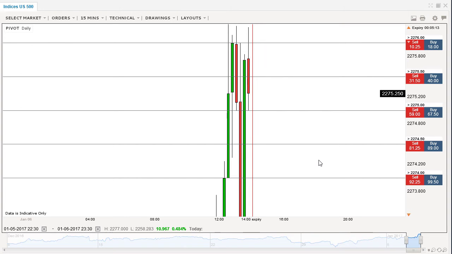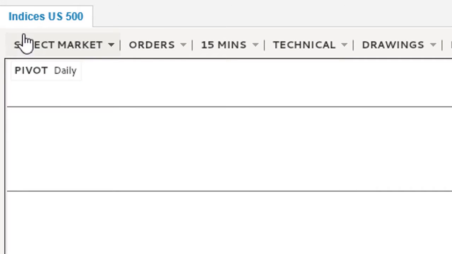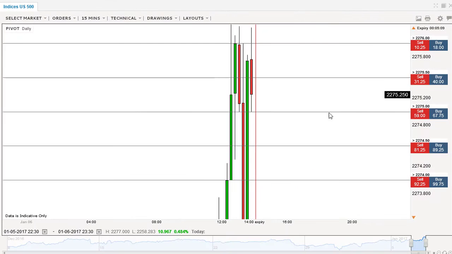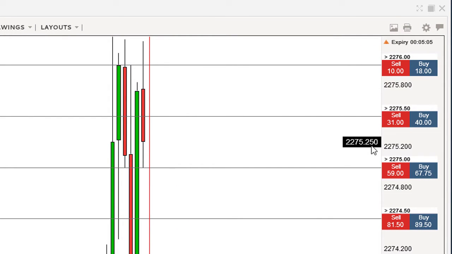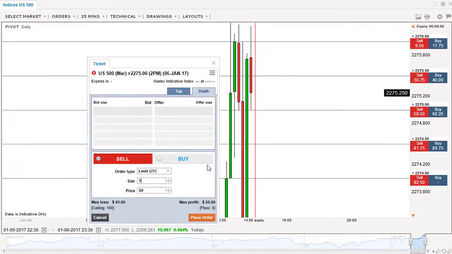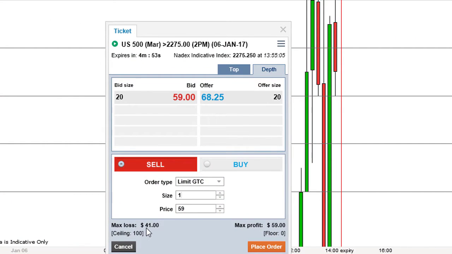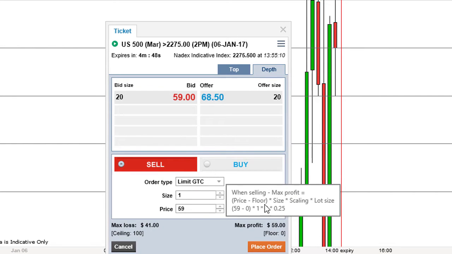This is on the US 500. In this case I believe that price will be below 22.75 by expiration, which is in 5 minutes. So I'm going to click the sell button, and you can see I'm risking $41 to make $59.